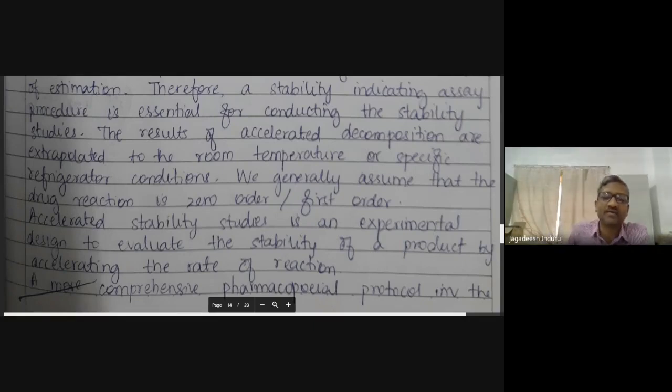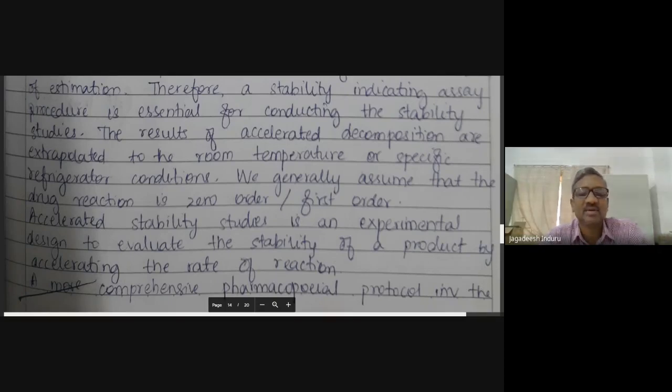You may be asked the question, what is the importance and significance of accelerated studies? The major significance is that we are reducing the time of testing. We are entering the market faster when compared to regular testing in real-time studies, at room temperature or refrigerator conditions. And in accelerated conditions, we are creating economy.